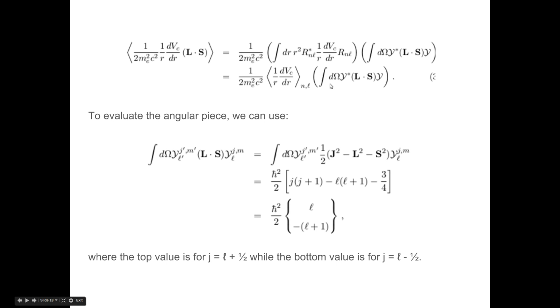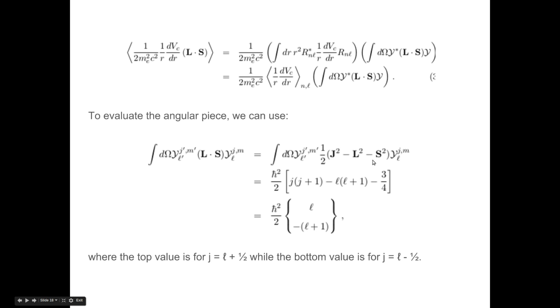And what I want to do is consider the angular piece. To evaluate this angular piece, we can do a little trick. We can rewrite this L dot S. It's kind of like a cross term, if you took L plus S and then squared it, and L plus S is J. So actually, you can rewrite this L dot S term as 1/2 of J squared minus L squared minus S squared. This is a normal trick anytime you're dealing with angular momentum. I'm sure we've seen it before.